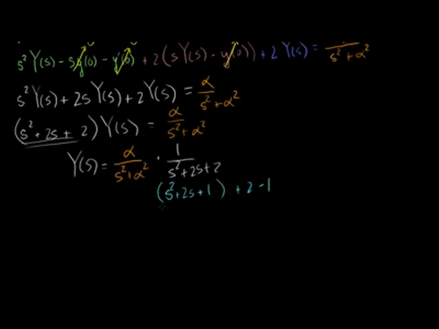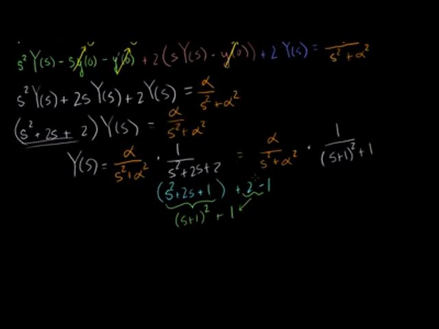But now, I can rewrite this term right here as s plus 1 squared. And then this becomes plus 1. That's this term right here, the plus 1. So I could rewrite my whole Y of s as now equal to alpha over s squared plus alpha squared times 1 over this thing, s plus 1 squared plus 1.